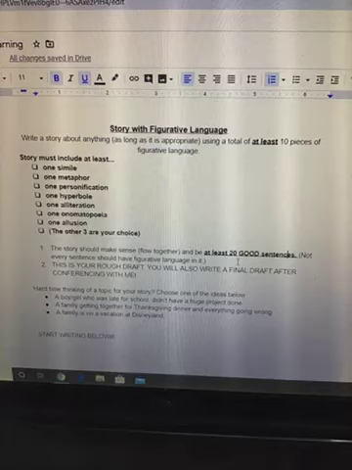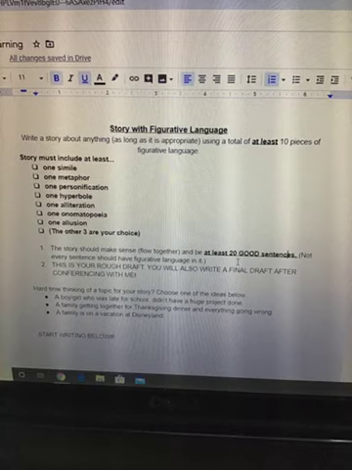Hi, 7th graders. For today's assignment that is due on Monday, we are beginning a figurative language story. For Monday, there is a rough draft that is due. You are writing a story about anything, as long as it's appropriate. It needs to use at least 10 pieces of figurative language.